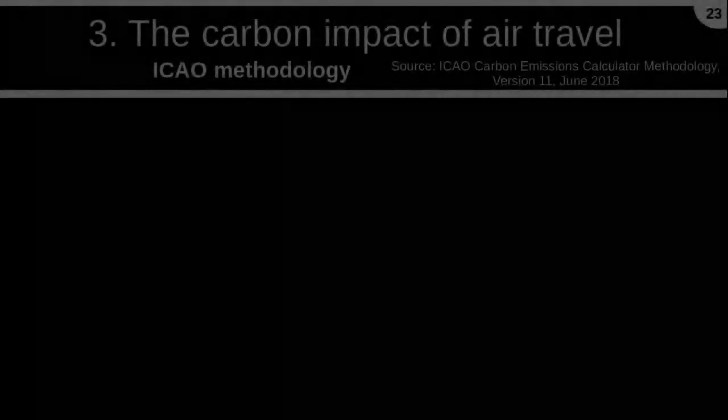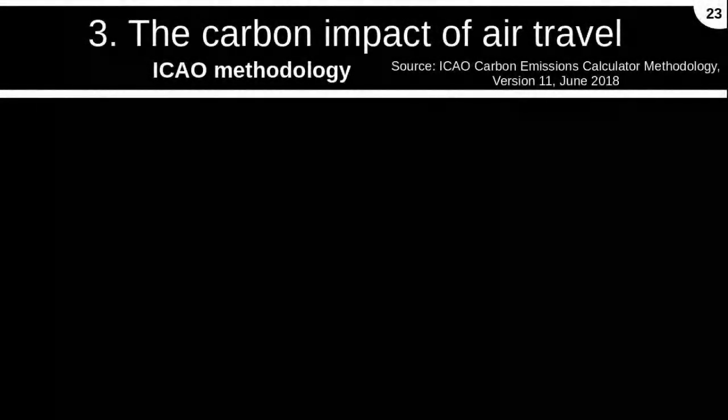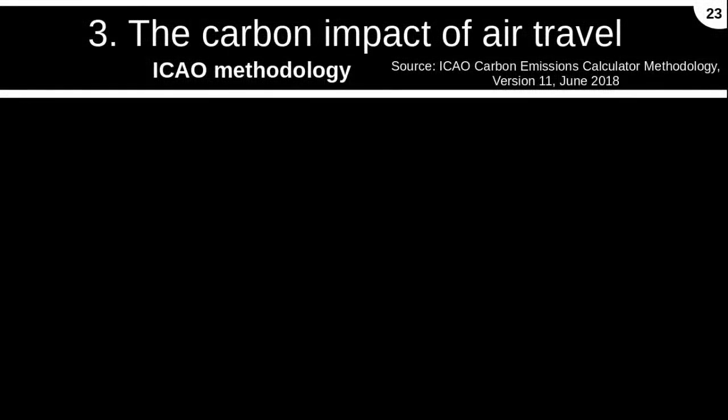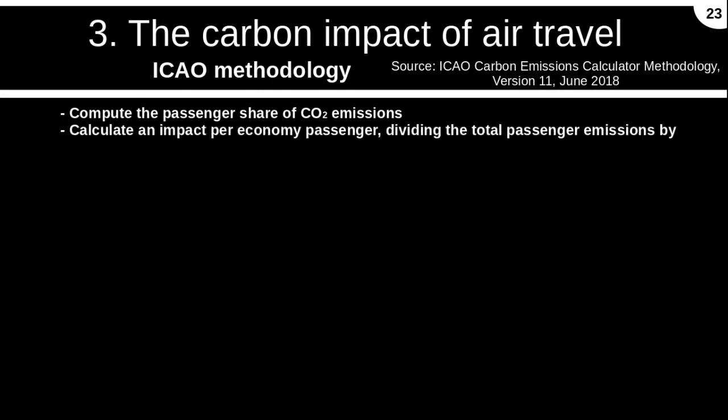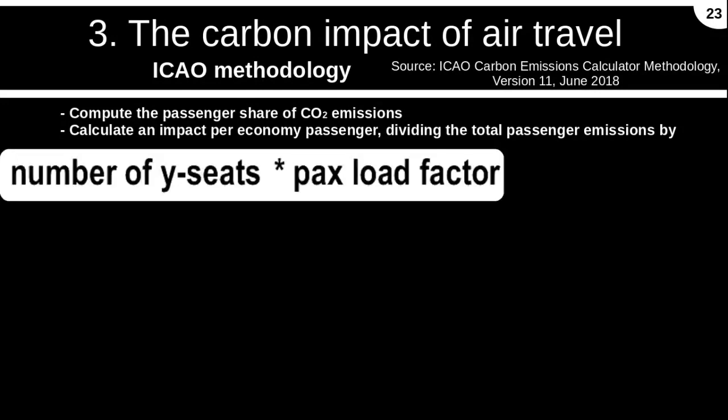Let's now examine the ICAO methodology and its often low results. I must warn you, it's the most difficult slide of this lecture. Firstly, the passenger share of flight emissions is calculated in order to exclude the freight emissions. Then, an impact per economy passenger is calculated, dividing this passenger emissions by the following factor.